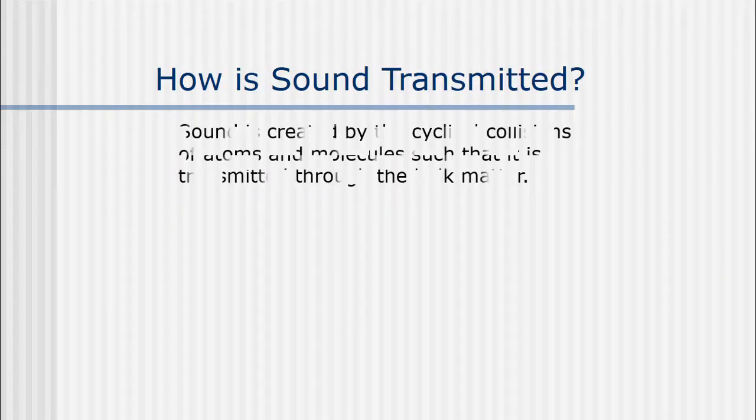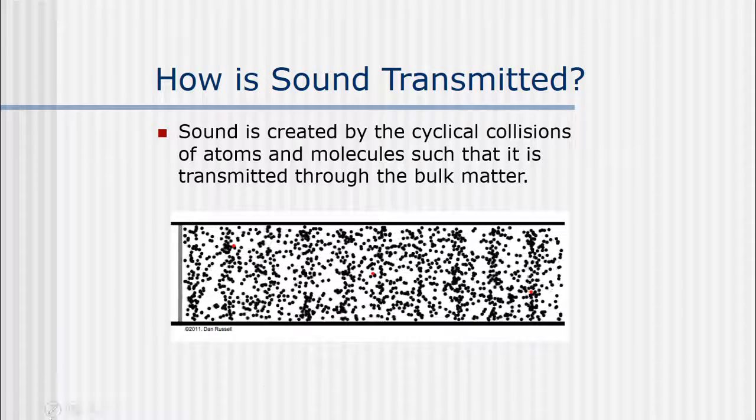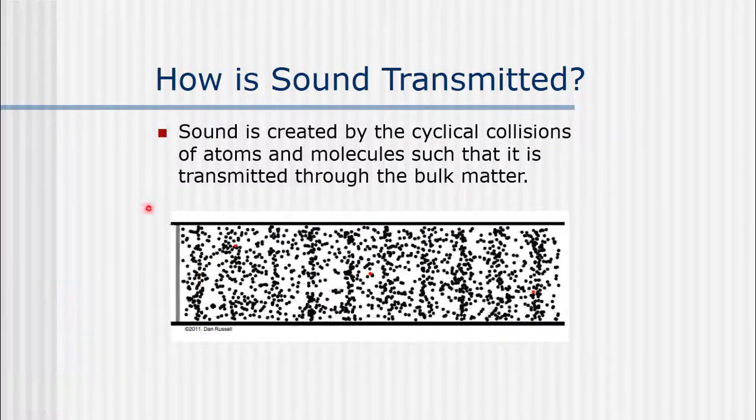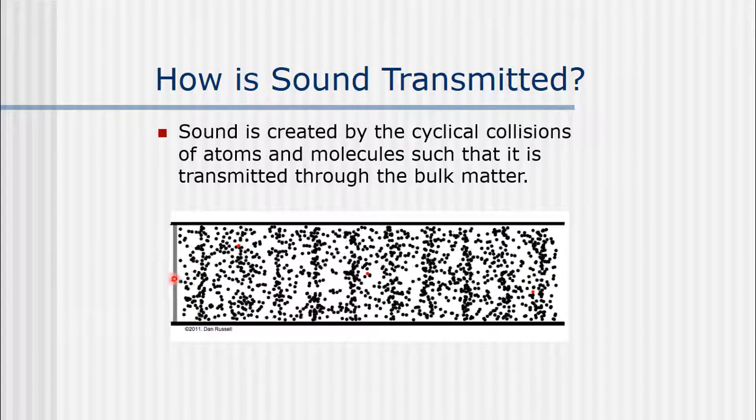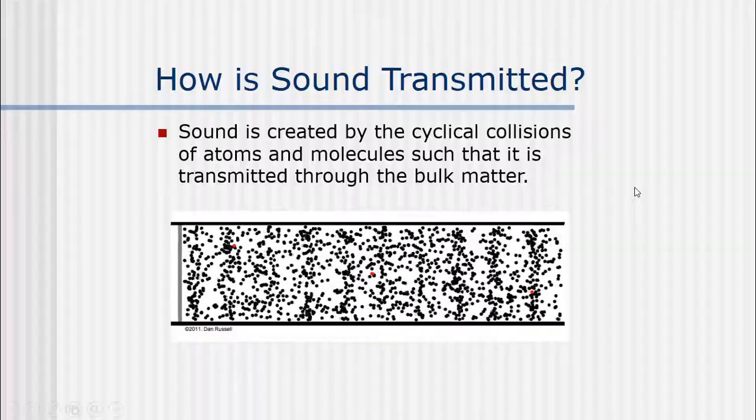How is sound transmitted? Sound is created by the cyclical collision of atoms and molecules such that it is transmitted through the bulk matter. Look at this, students. The sound is transmitted through the bulk matter due to the cyclical collision of atoms and molecules. You know, students, that the doctor uses a stethoscope to check the heartbeat of human beings, and how is it possible? You can clearly understand with the help of this video.